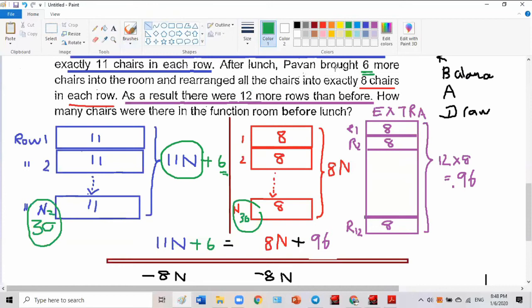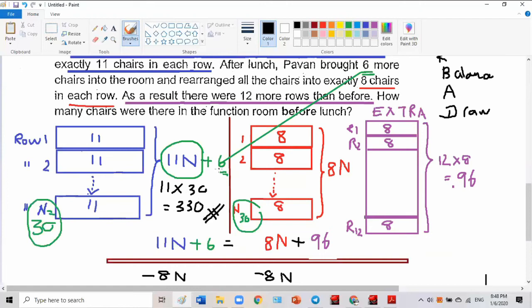They try to trick us, right? Can you see now? She brought the 6 chairs after lunch. Don't add the 6 chairs inside, or you will get tricked. We don't want the 6. So what is before lunch? Just 11 times n, which is 30. Get it now? Very easy, 330 chairs.